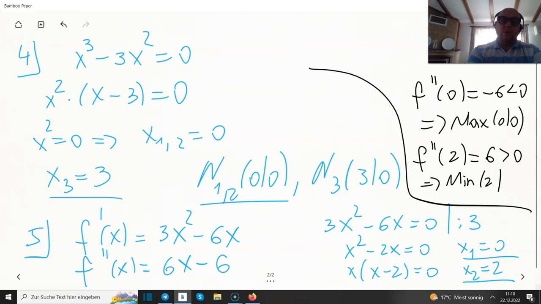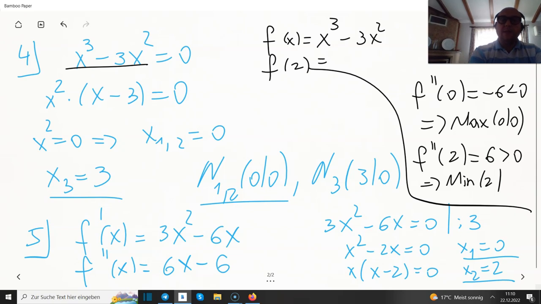And we have x equals 2, and what is the y value? Let's put it inside our function. Once again, that's our function that we're dealing with. And f of 2, in this case, would be 8 minus 12, which is minus 4. So (2, minus 4) is the min. Very important points for us.